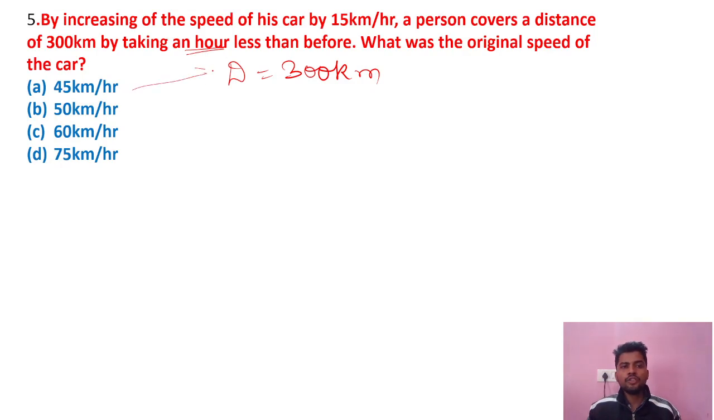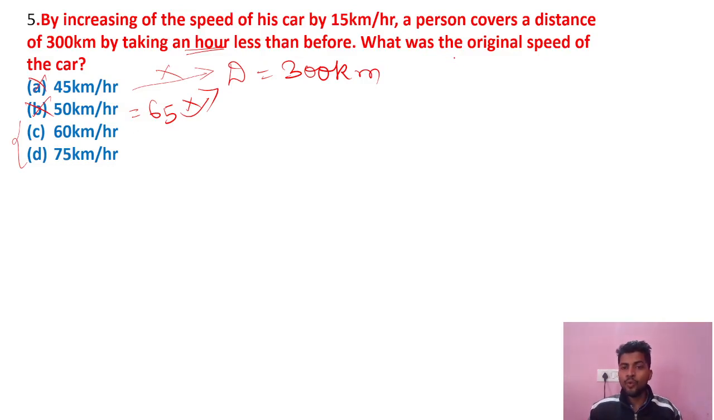So 45 is not a factor of 300. So this option is eliminated. But 50 is a factor of 300. But when we increase its speed by 15 km, that would lead to 65. And 65 is not a factor of 300. So this option is also eliminated. Now we got just two options. So 60 and 75, both are valid. Now one by one we will check and verify.